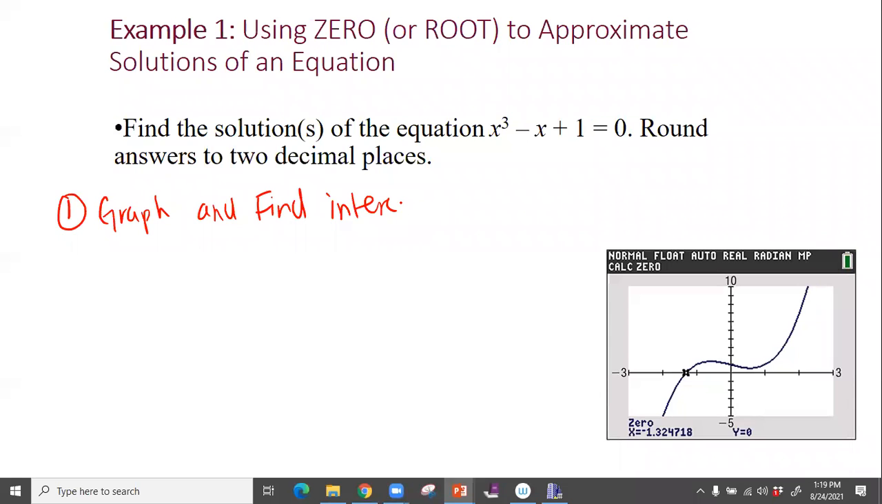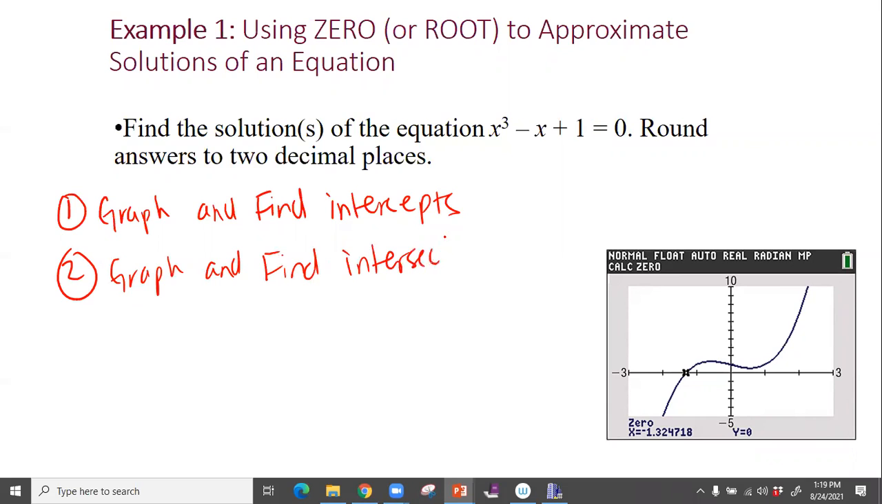And find your intercepts. Okay. Way number 2 that we're going to do is when you graph and find the intersection. The first way is good if it's equal to 0. So if it's already equal to 0, then you do the first way. If it's equal to anything else, then we find the intersection.